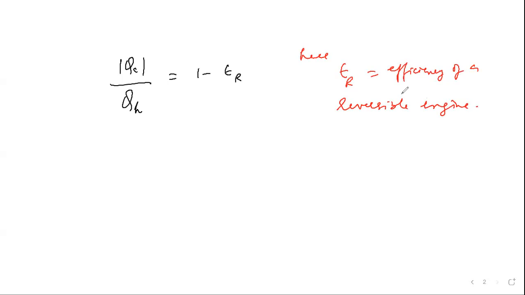Like Carnot engine. So efficiency of a reversible engine depends only on the temperatures of the given reservoirs. That means this right hand side depends only on the temperatures of the two given reservoirs. Since the right hand side depends only on the temperatures of the reservoirs, that means for a given pair of reservoirs, this ratio is fixed and unique.